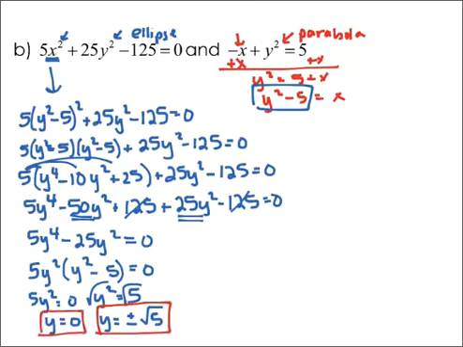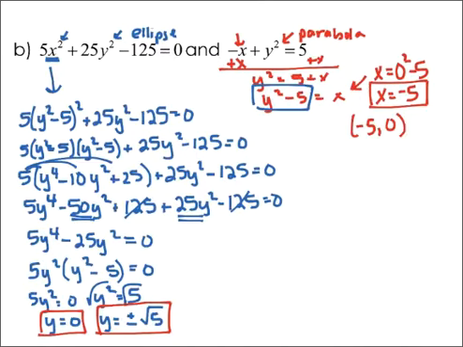So let's start with the 0. I'm going to come back up here, and I'm going to replace the y with 0. So I've got x is equal to 0 squared minus 5. So that one's pretty easy. X is equal to negative 5. So my first answer here is when x is negative 5, y is 0. This is my first answer.